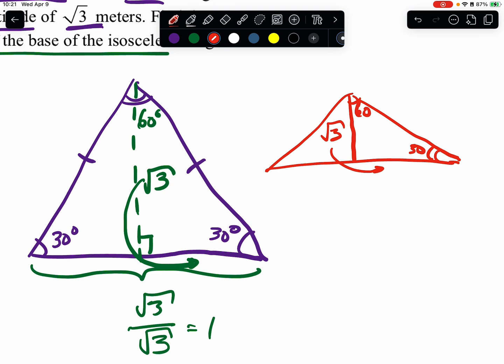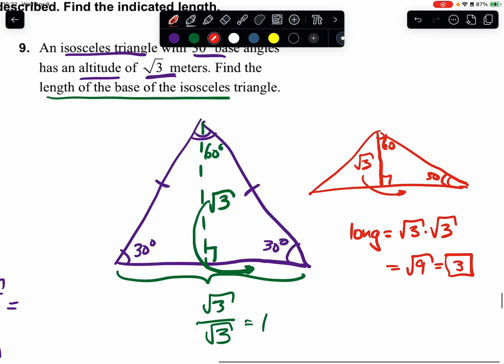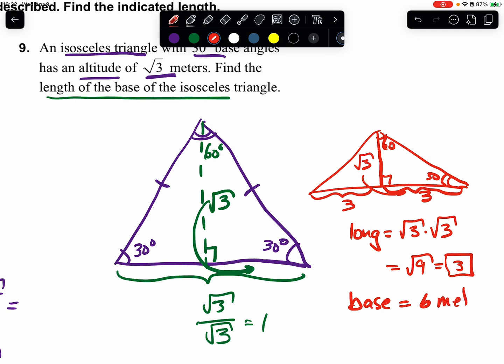So how do I go to that side? Well, that side is the longer side, right? And so to get the longer side, we have to take radical 3 times radical 3, not divide. So we're going to get radical 9, which is 3. So this piece is 3. Be careful, we shouldn't get too excited. This side over here, by symmetry, is going to be 3 as well. So my base will be 6. And again, it says meters, so I'll add the word meters.